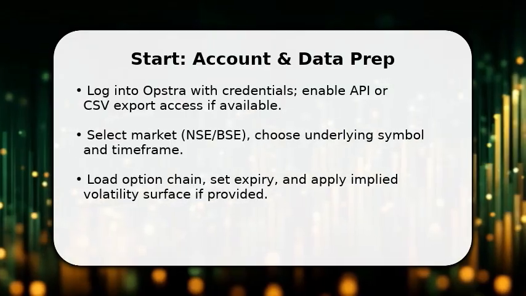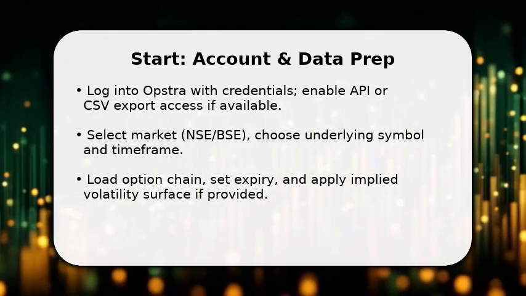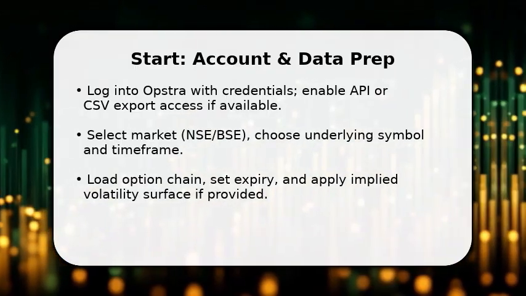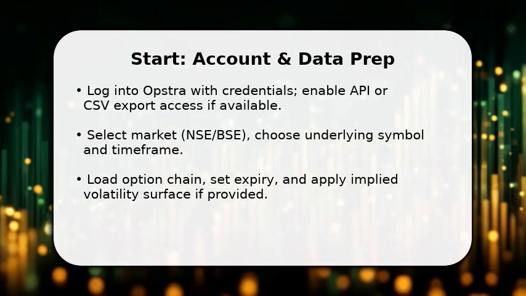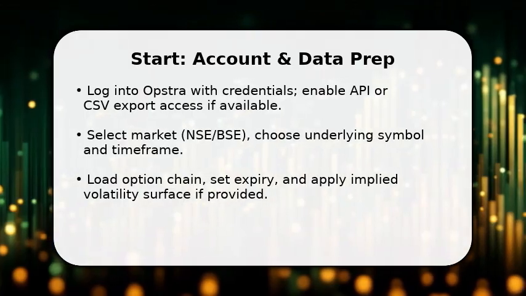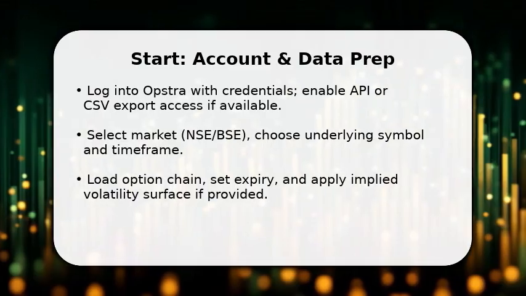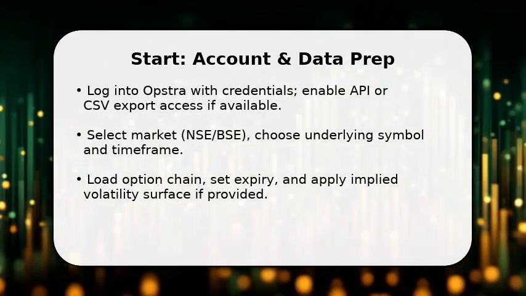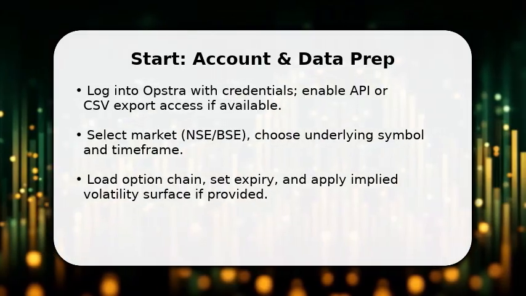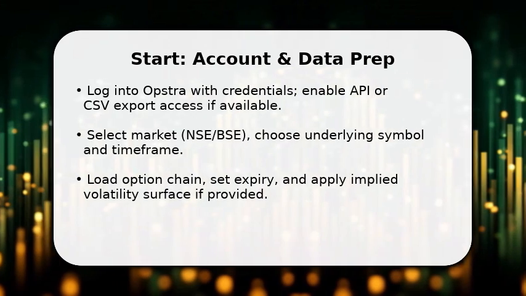You start by confirming your Opstra account access and fetching the option chain for the underlying you trade. Once logged in, select the exchange and symbol, then pick the nearest expiry to begin analysis. This seeds all downstream metrics. Make sure to enable API or export so you can save snapshots. Once done, apply the platform's implied volatility surface and default Greeks. This gives you consistent inputs for strategy modeling and prevents stale data from skewing decisions.